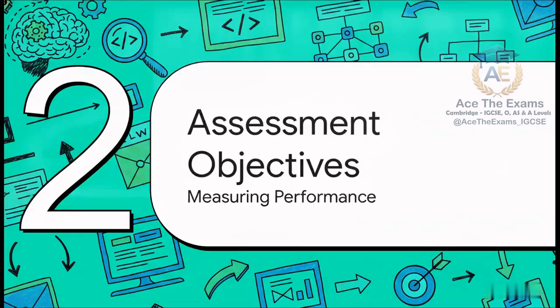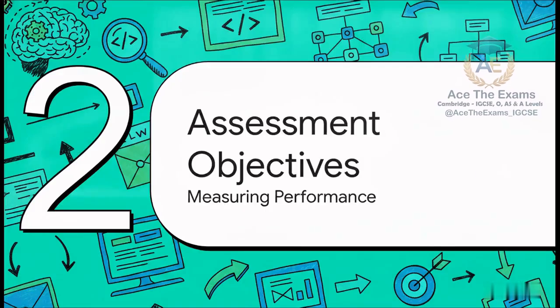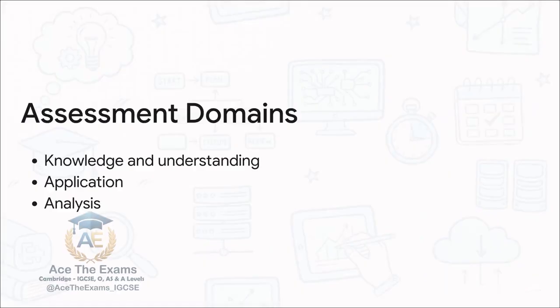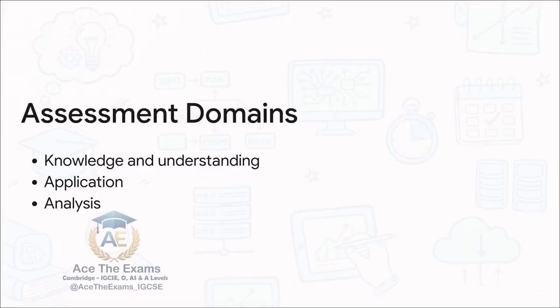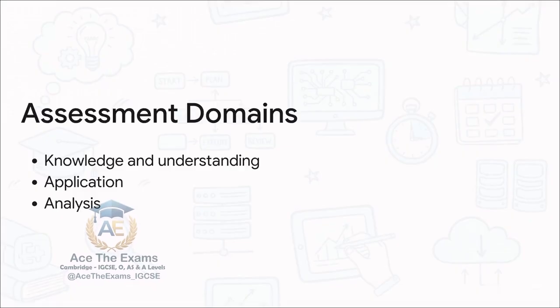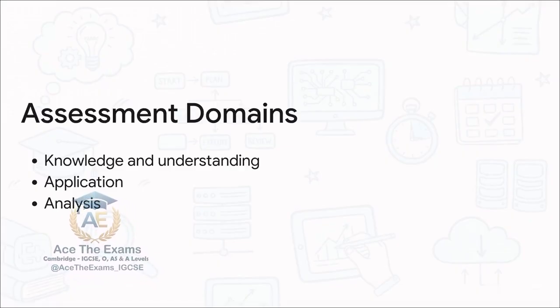Moving right along to Section 2, assessment objectives and measuring performance. All right, let's shift gears and focus on the specific cognitive domains examiners are actually measuring when they grade you. The framework targets three distinct areas: knowledge and understanding, application, and analysis. But here is the absolutely crucial takeaway. The framework heavily prioritizes analytical depth over superficial breadth.